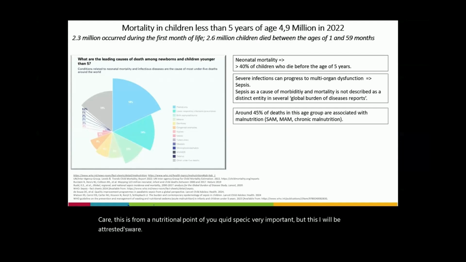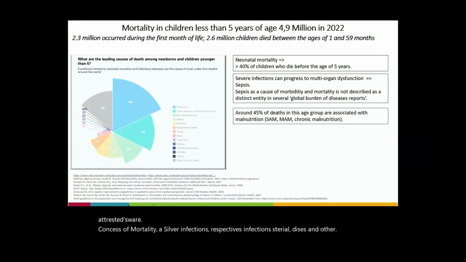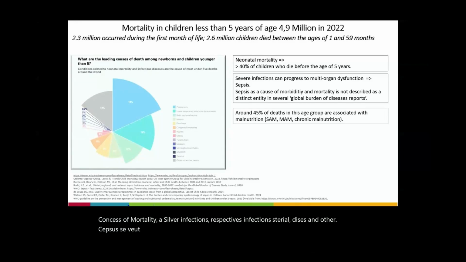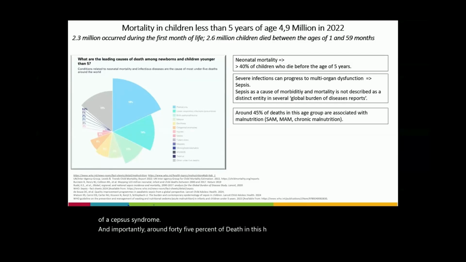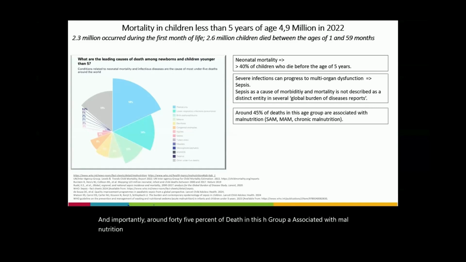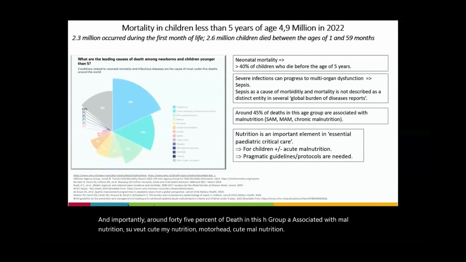Causes of mortality are severe infections, respiratory infections, diarrheal diseases, and others. Sepsis. Severe infections can progress to multi-organ failure. Of these, children die of a sepsis syndrome. And importantly, around 45% of deaths in this age group are associated with malnutrition. Severe acute malnutrition, moderate acute malnutrition. So nutrition is an important element in essential pediatric critical care and needs to address nutrition of critically ill children with and without acute malnutrition.